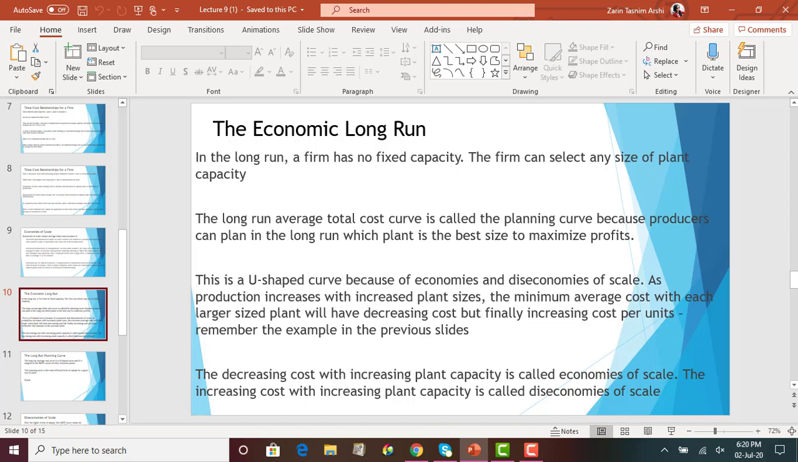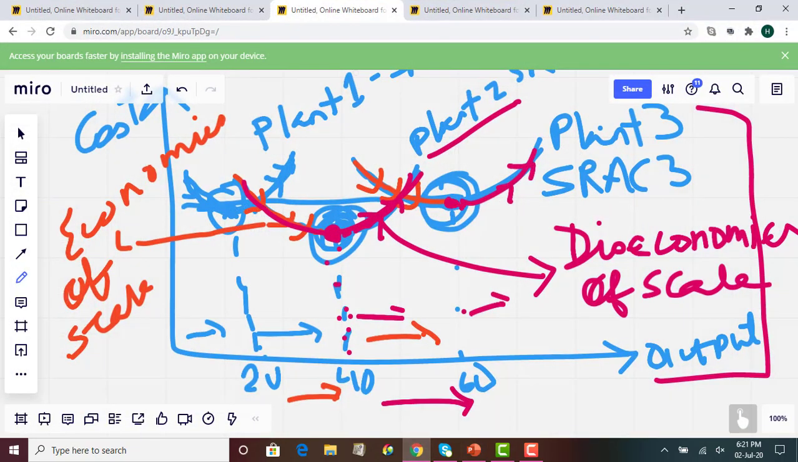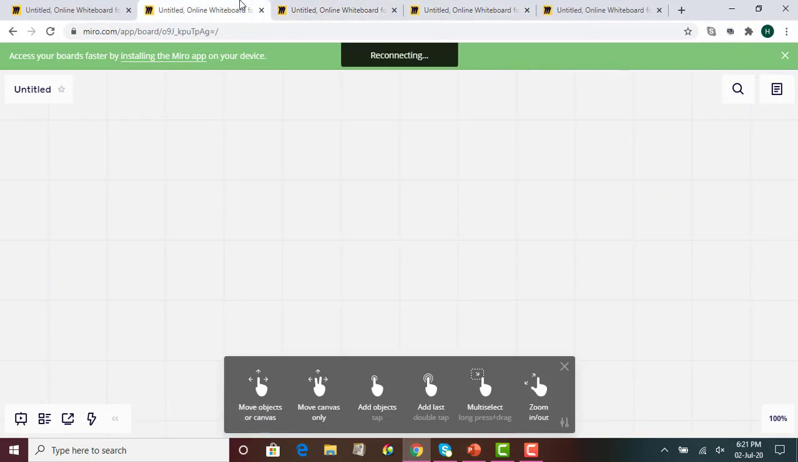Okay, and then I want to draw the graph and show you how it looks. But one thing to remember is the long run average cost curve will intersect or be tangent to all the minimum points of the short run average cost curves. So it will touch all the minimum points of the short run average cost curves, which eventually will make it more efficient. Okay, so let me draw the graph so you guys are on the same page with me.